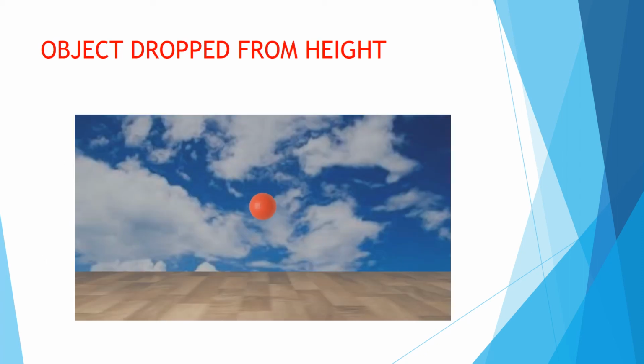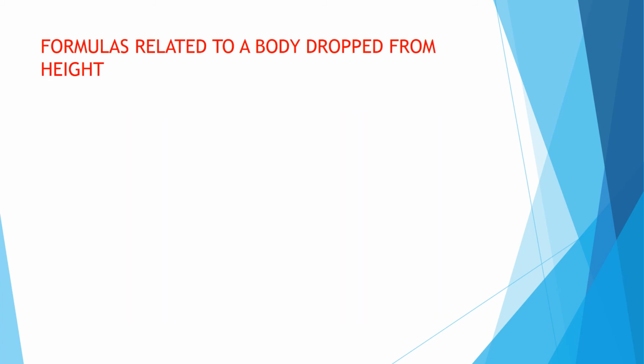Now let us see the second subdivision where the object is dropped from a height like this. We need to find the final velocity when it reaches the ground and the time taken to reach the ground. I will say the formulas related to a body dropped from a height, and I am assigning you a task to say how the formula is derived in the comments. T is equal to root 2h by g and final velocity is equal to root 2gh. I am giving you a clue that you can use the s is equal to ut plus half at square formula.